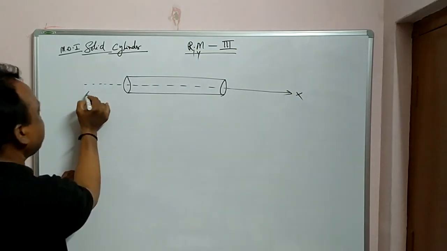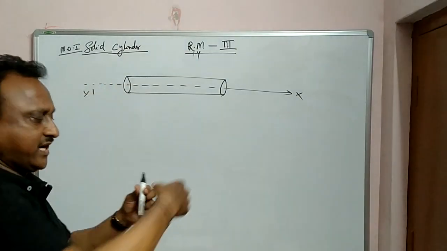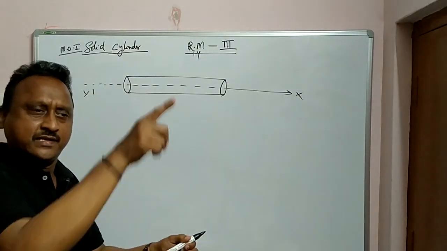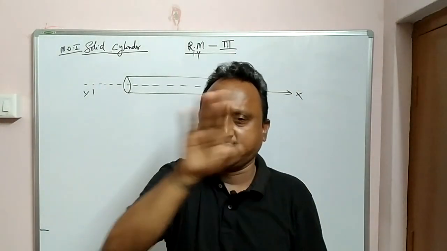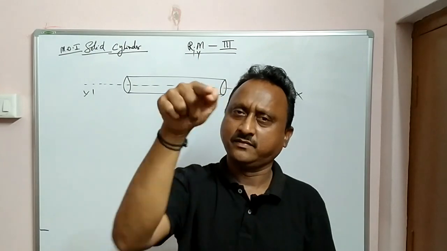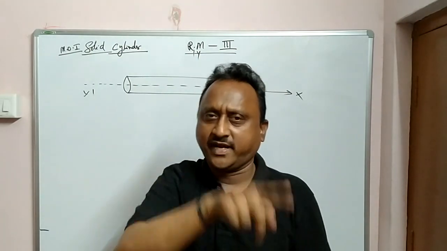You can take x-axis dash. Now the cylinder is rotating in this fashion, like this. You can see it is rotating like this. This is the axis. Cylinder is rotating like this.